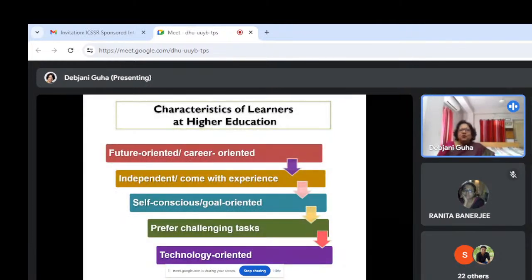Another characteristic of learners in higher education: they are very mature. They are future oriented, career oriented, independent, they come with experiences, they are self-conscious, goal-directed, and they prefer challenging tasks. There is no doubt that they are very technology oriented, they know technology very well. And in this situation, instruction must always be adjusted to the levels of the learners.